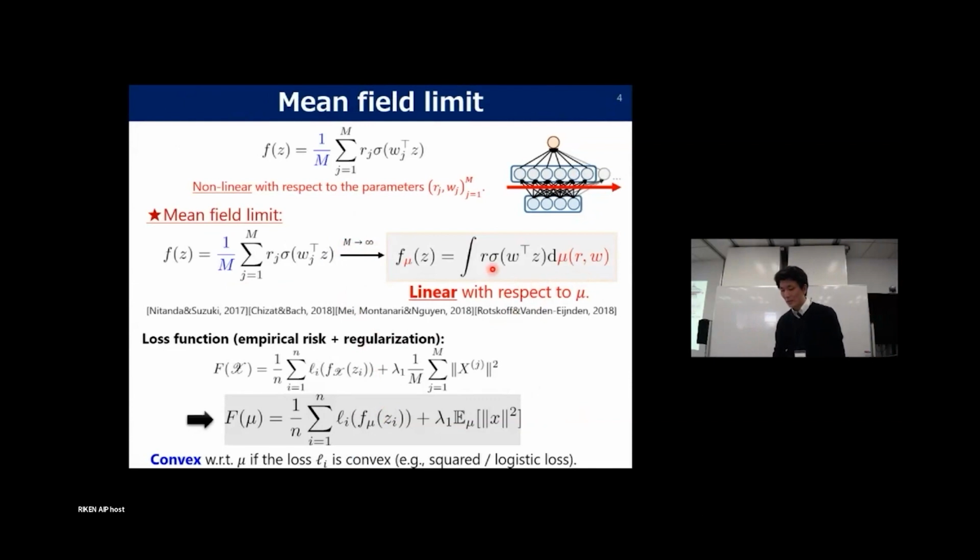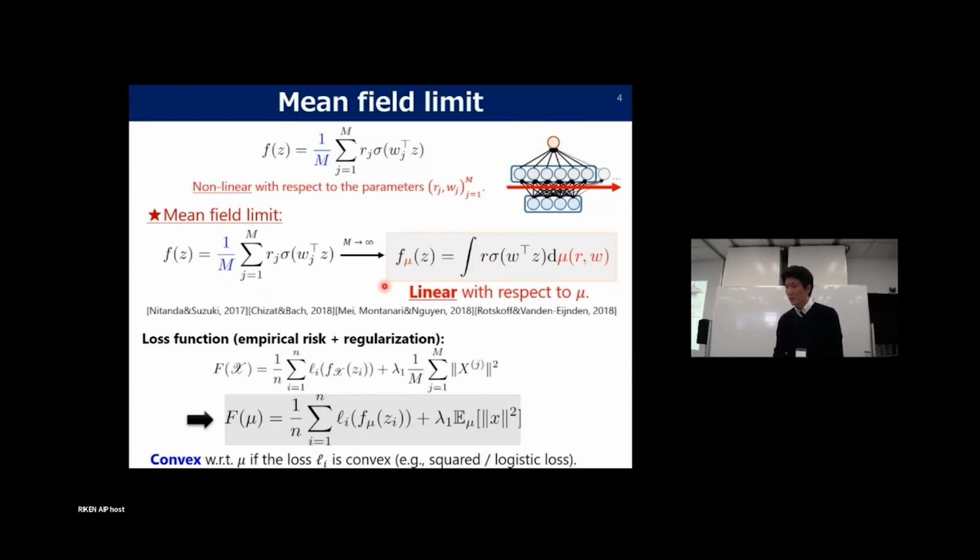You can see that this integral representation is just an extension of the finite summation, because if mu is a discrete distribution, then this integral representation includes the finite average formulation as a special case. But a good point of this integral representation is that it is linear with respect to the distribution mu. So this is a kind of infinite dimensional linear model in a probability measure space. Because this is linear, we expect that it could be easy to optimize.